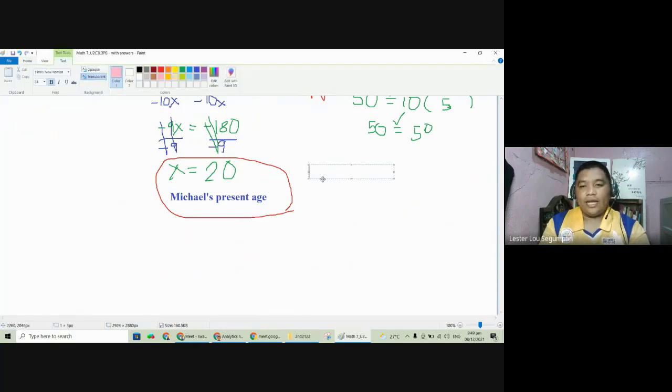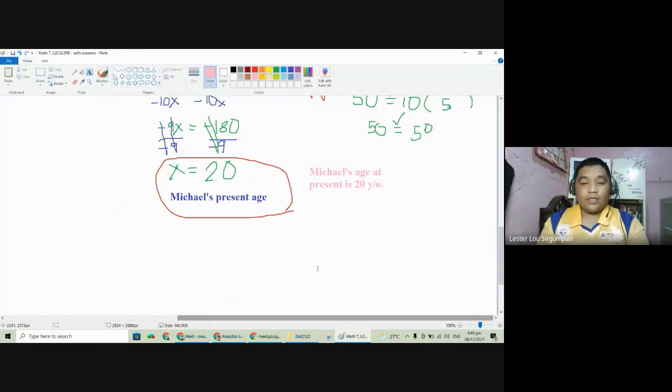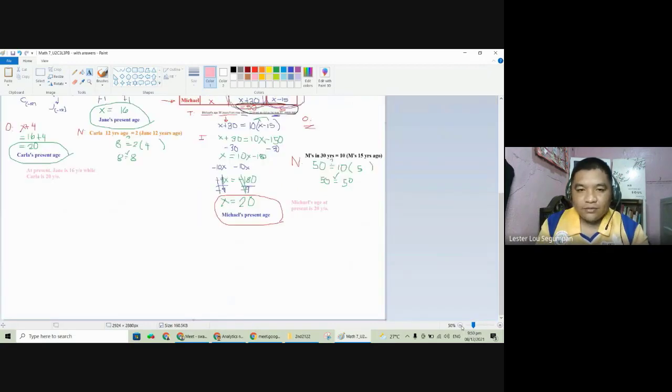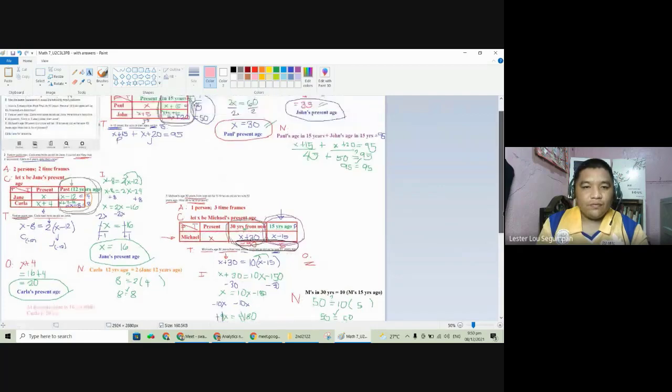To finish, you can add a statement: Michael's age at present is 20 years old. That is your result. The difference between age problems and number problems in the previous video is the understanding of how age is being manipulated as you go to the past and to the future, and looking at another person's relationship to the other who is younger than the other, and so on and so forth. Please use this as part of your preparation for our assessment soon.